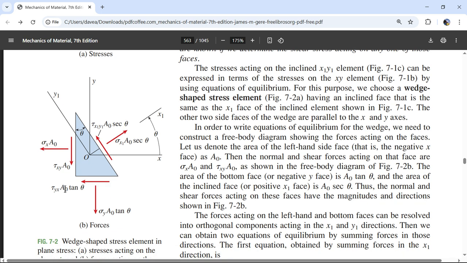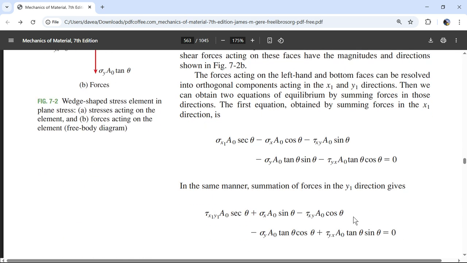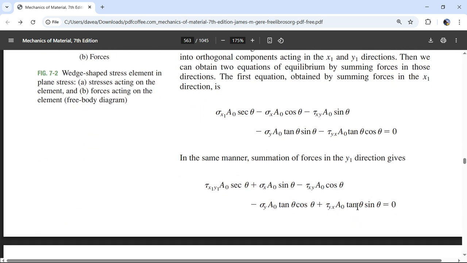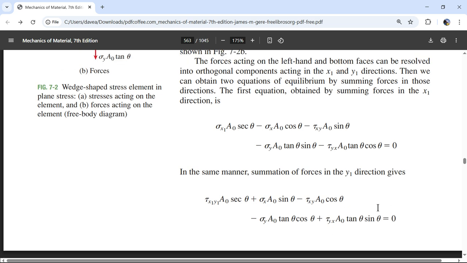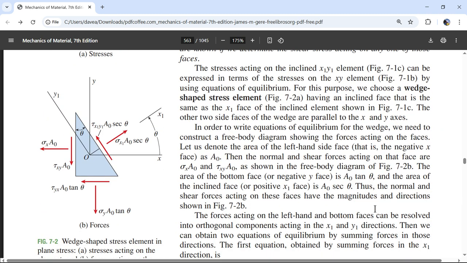So we have tau yx a naught tan theta. And right here we have tau yx a naught tan theta, and you can just see that this is the percentage of it. It's a sine of theta. Even if we say that this is theta, and let's say this is my hypotenuse, it just means that this is the sine component. And if we said that this was the hypotenuse, this would be the sine component.